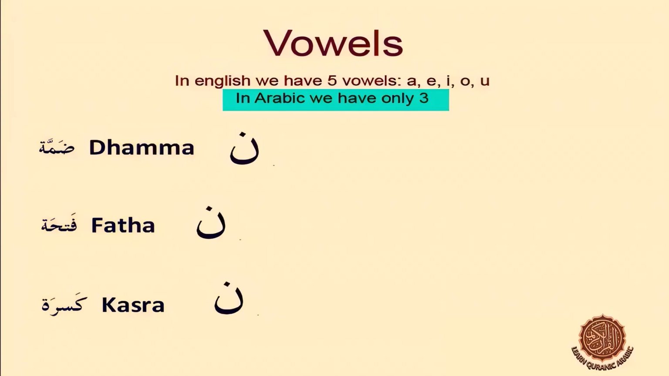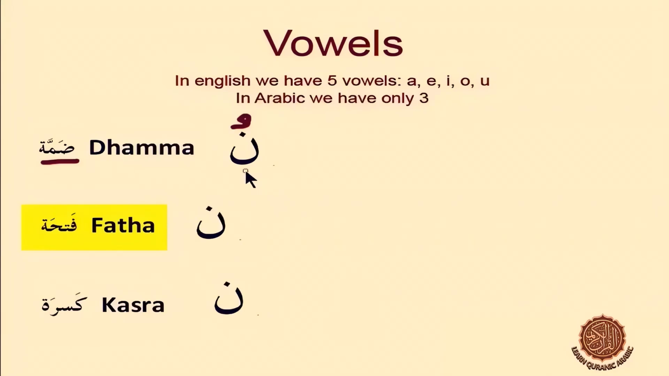So I've written the letter Noon, which has the N sound, and I'm going to be writing a Dhamma on top of the Noon here. This is how it is written. It's like a small wow, and it has the U sound. So the way you would pronounce this is Nu.